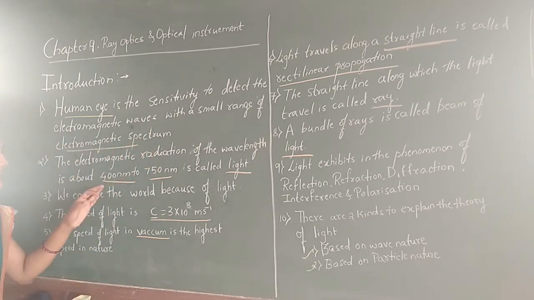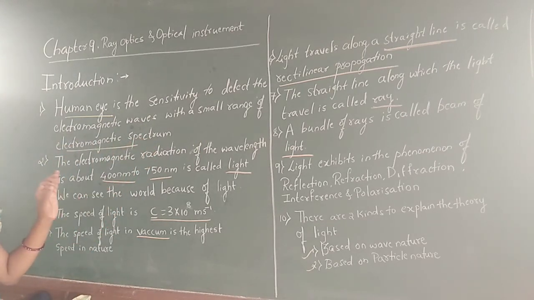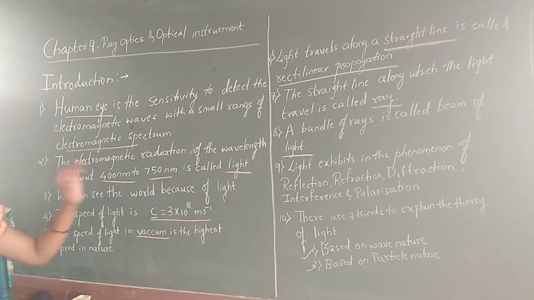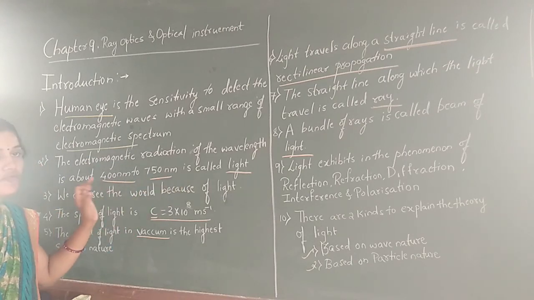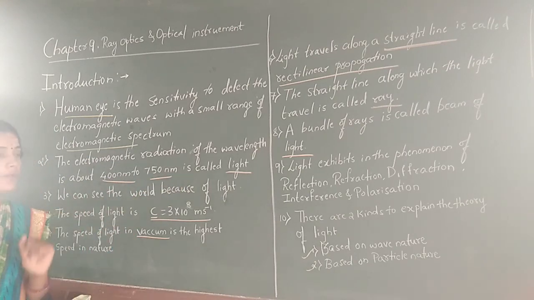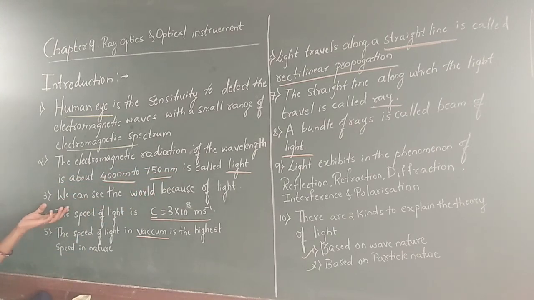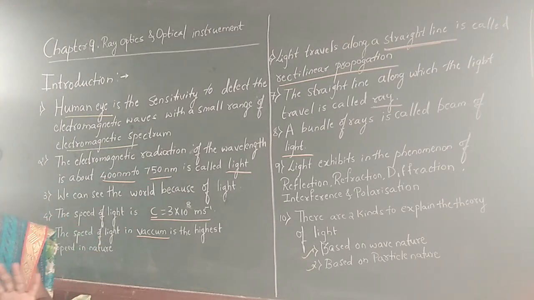Next, the wavelength range of the electromagnetic radiation should be about 400 nanometer to 750 nanometer. If it is 400 nanometer to 750 nanometer, then it is said to be light. We can see the world because of light. If there is light, we can see the world. If there is no light, we cannot see anything in the world.